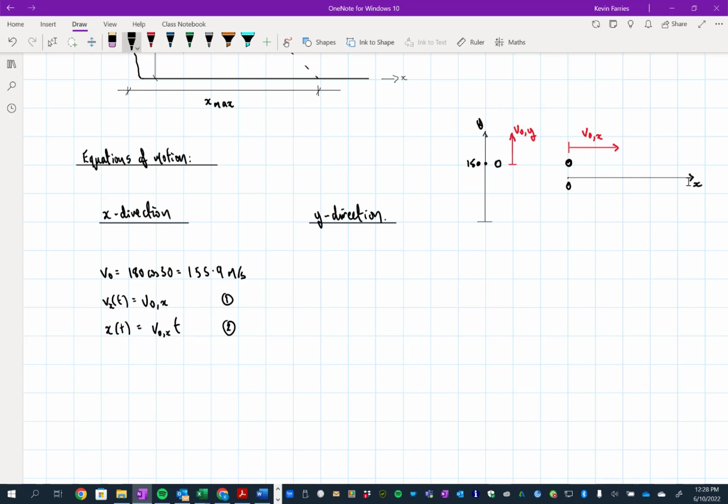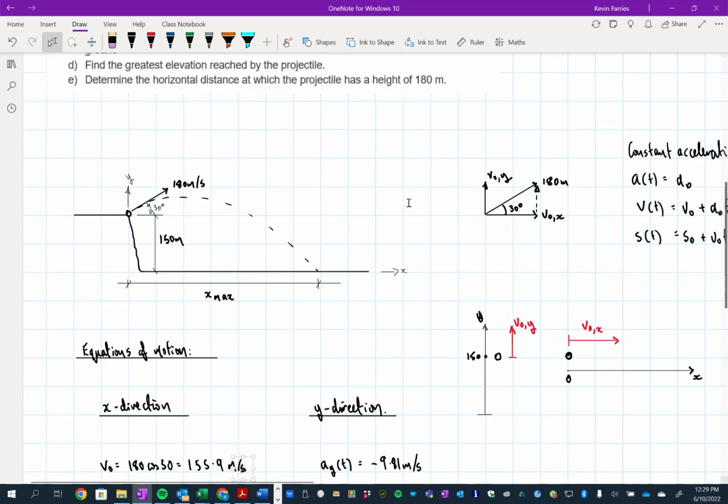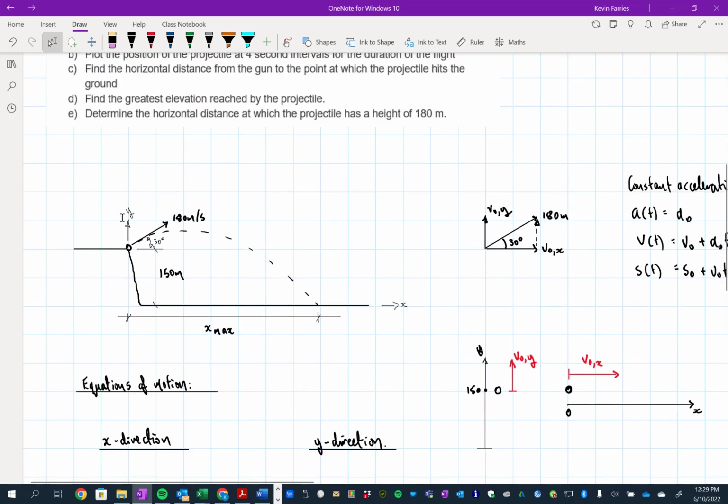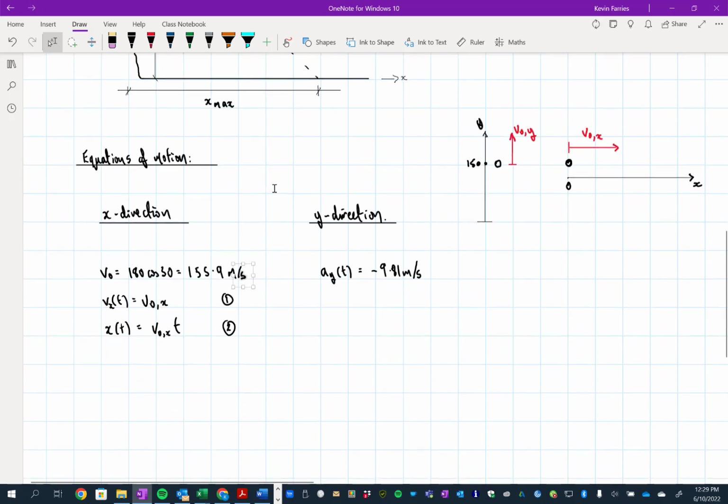In the y direction, the acceleration at time t is just going to be minus 9.81 meters per second squared. We're taking minus because we're using up as positive, so we've got y shown here positive upwards, so we'll take it as minus 9.81. Let's call that equation 3.